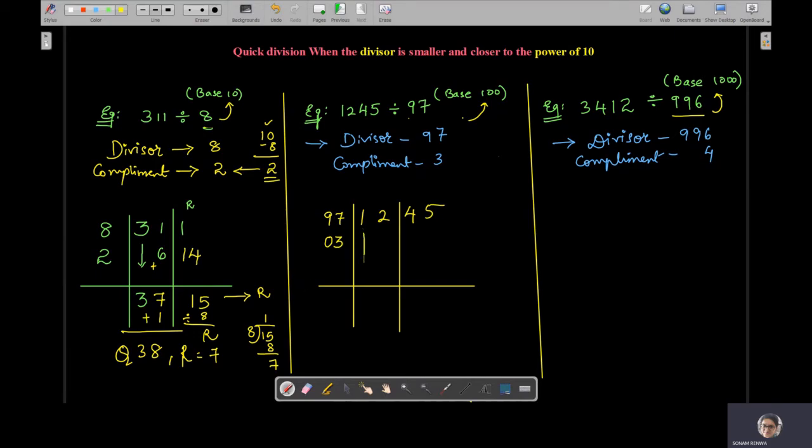Now, I take this first value and drop this 1 directly like this. The first value will be multiplied with the digits of the complement. So 1 times 0 would be 0, and if I add this 2, I get a 2 over here. And 1 times 3 would be 3.